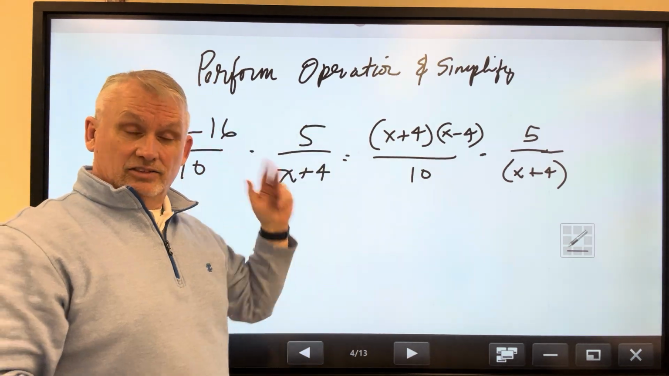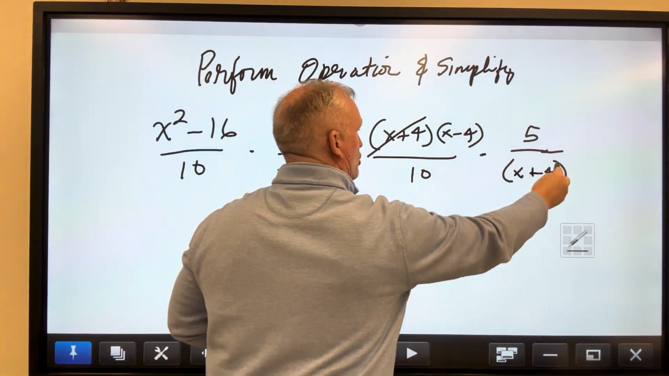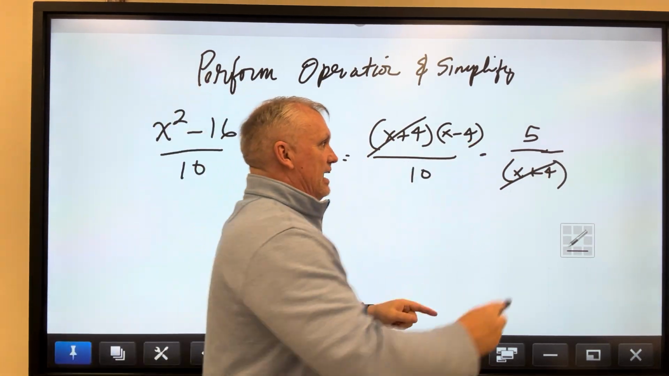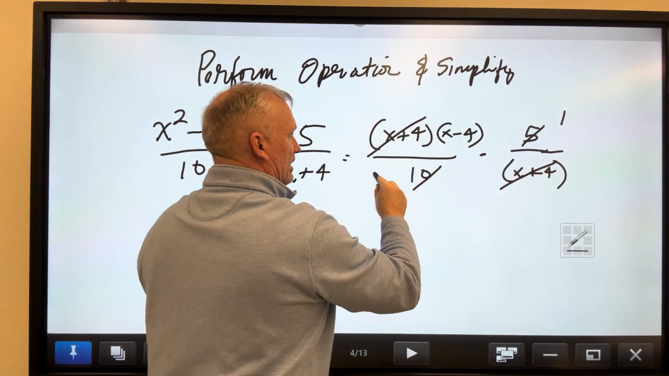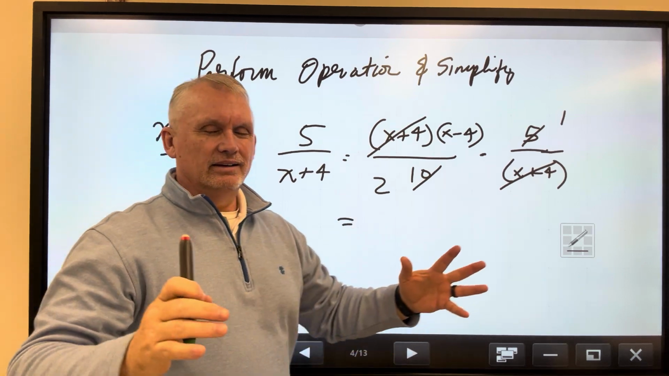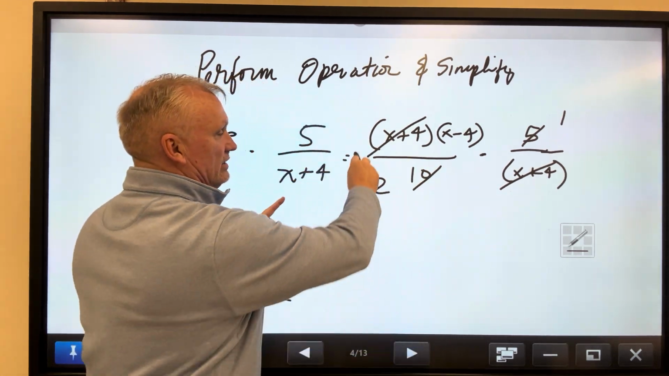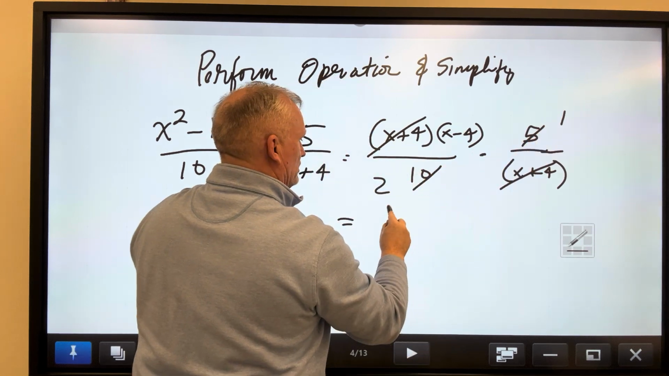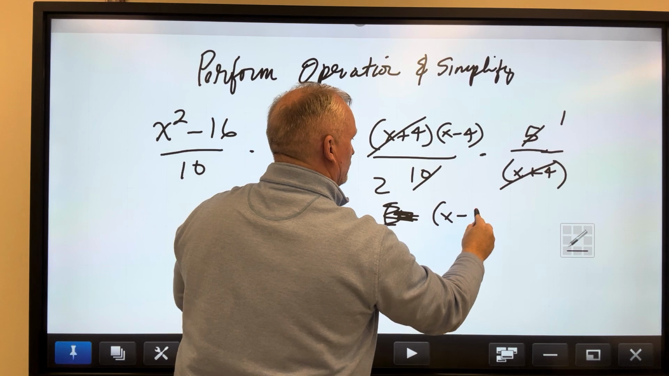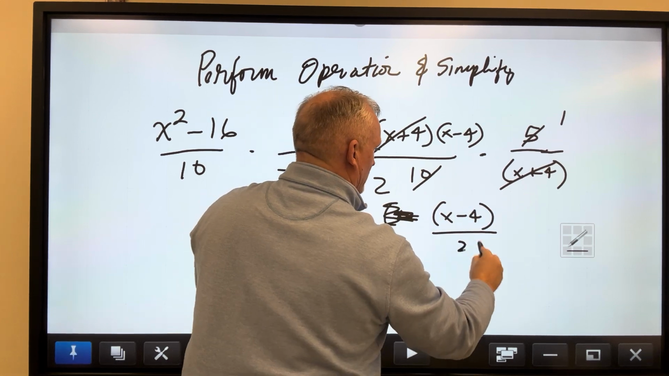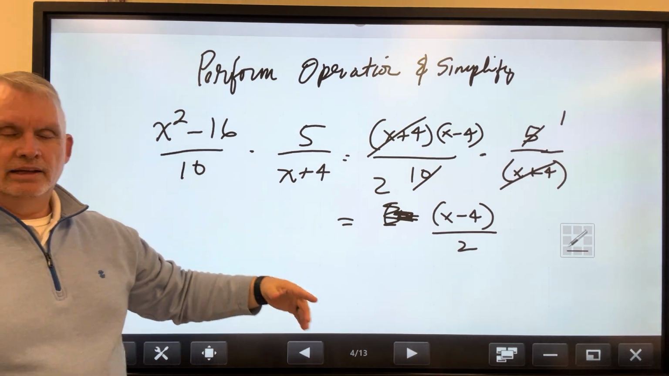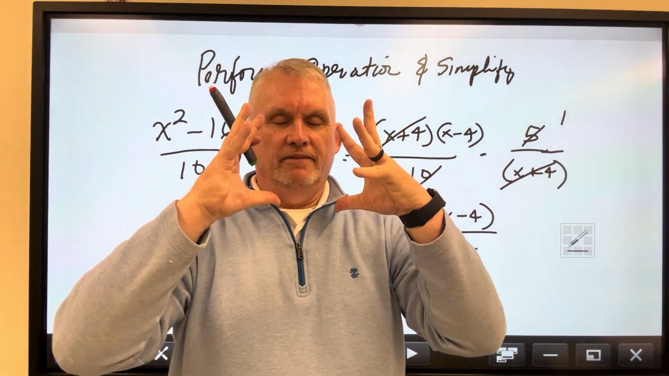Now, what do I do? I now cross cancel. So look at this. Boom, boom, gone. Now look at this. 5 goes into 5 once. 5 goes into 10 twice. Now, rewrite it with everything that you have. So on the top, I have x plus 4 times 1, which is just x plus 4, or x minus 4. Sorry about that. x minus 4 over 2. Multiplying, the first thing that you do is you factor everything.